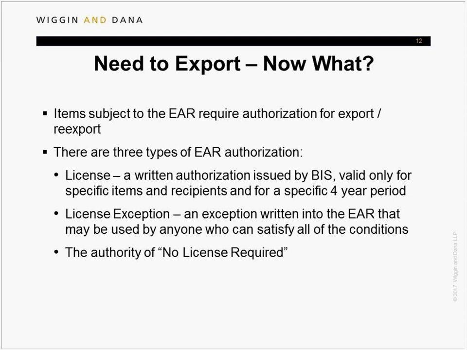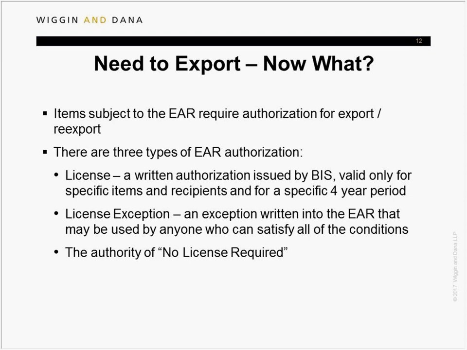There are 3 types of authorization under the EAR. You can get a license, which is an actual written document that you apply for from BIS. It's valid only for the items that it describes and the recipients that are specified in it, and it's only valid for 4 years. So it requires application, and it's quite narrow when you do receive it.